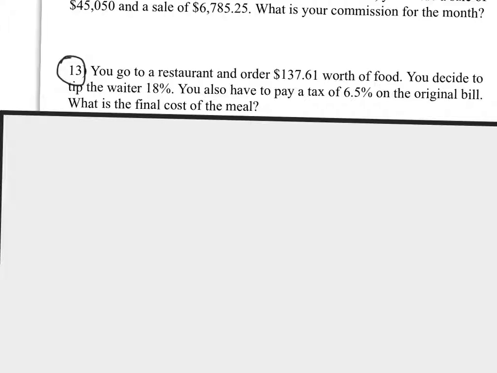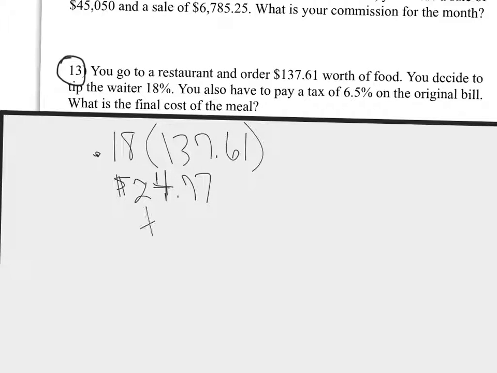So this kind of just varies, but a lot of times when you do a tip, you do that off of the price before the tax. Some people don't really pay attention and they just have the tax on it and then they tip that full amount. But so what we would have to do on this problem, we'd figure out our tip. We're going to do 18% of $137.61. And we're just going to round that off. $24.77 would be our tip.